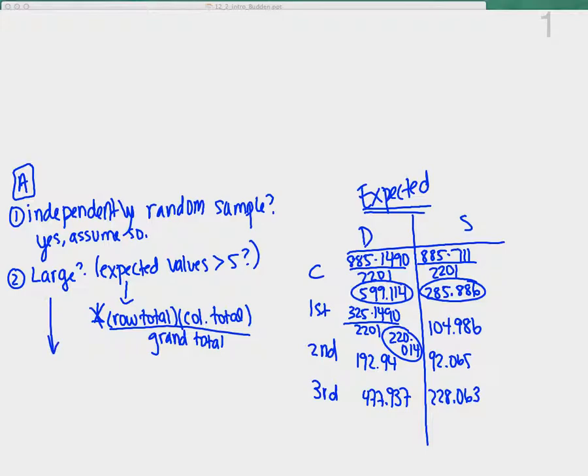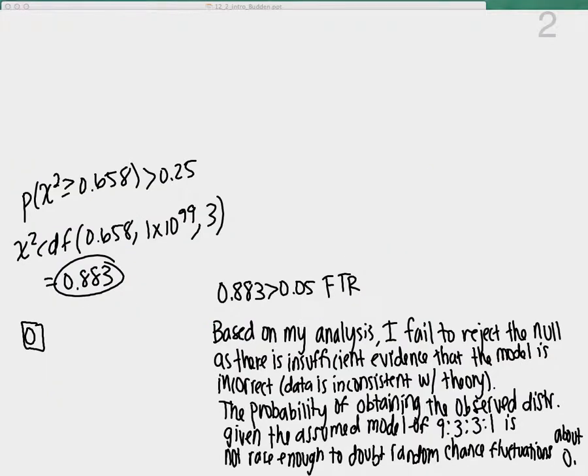So, is the sample large? We're going to say yes. All expected counts are greater than or equal to 5. Okay, next.